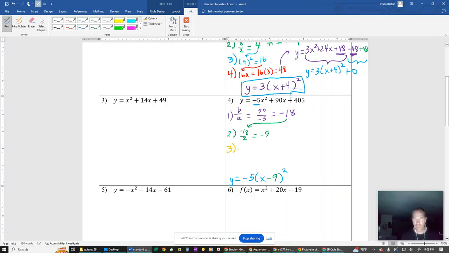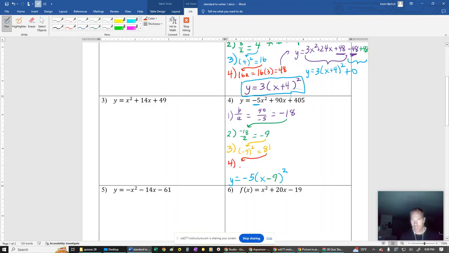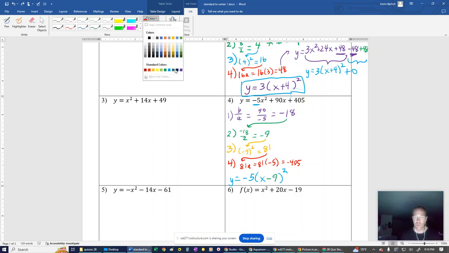Step 3 says we're going to square the result. So we take that negative 9 and square it. We get positive 81. And then step 4 says we multiply that result by a. So 81 times negative 5, I believe, is negative 405. Okay, so we still have to figure out what's outside the parentheses, what's being added or subtracted with the parentheses. This is where that negative 405 completes the square, quote unquote.